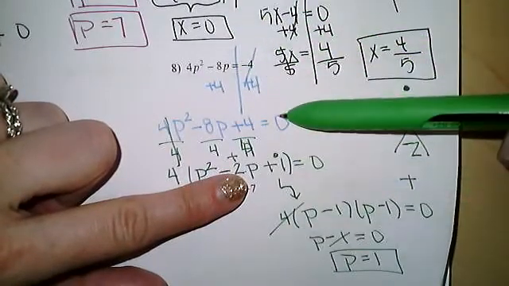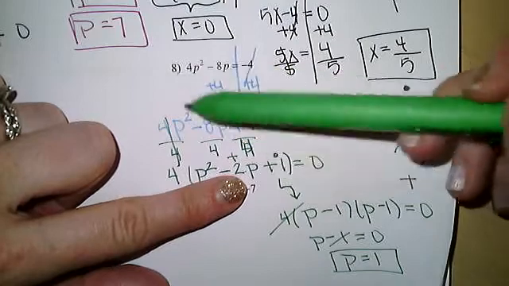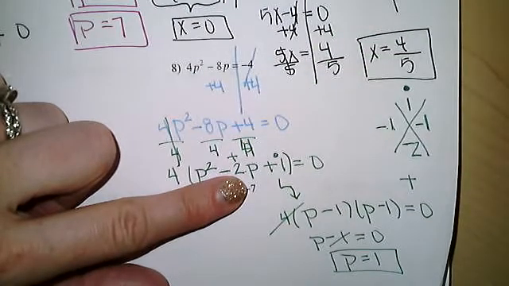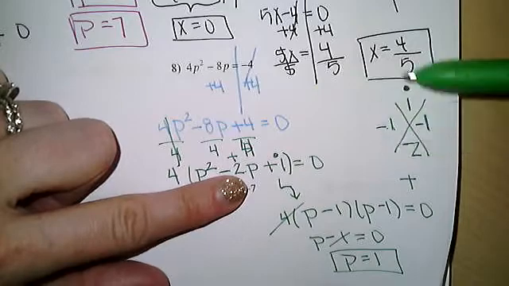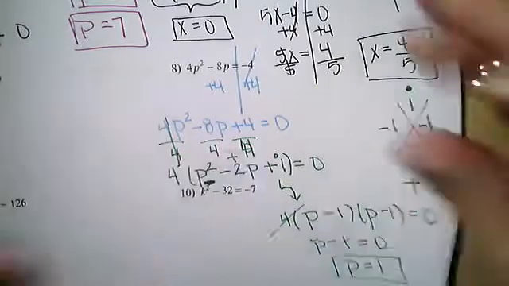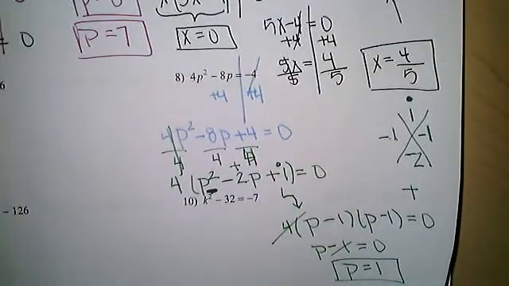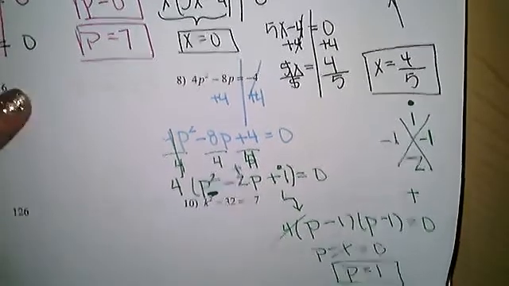It was multi-step. You set it equal to 0. You had to divide by a greatest common factor. And then you did the big X. So it is a lot of steps. And there's one more you can practice like that at number 9.